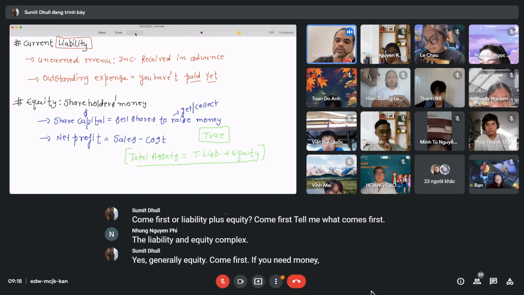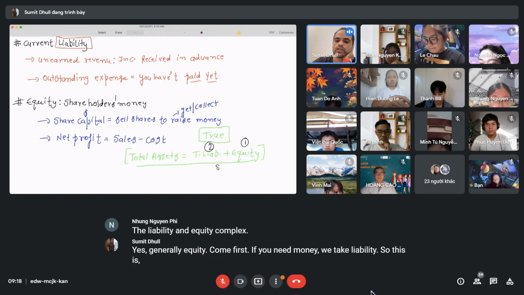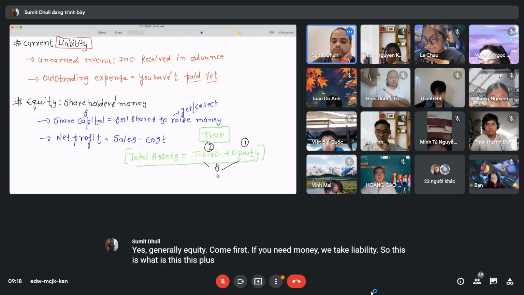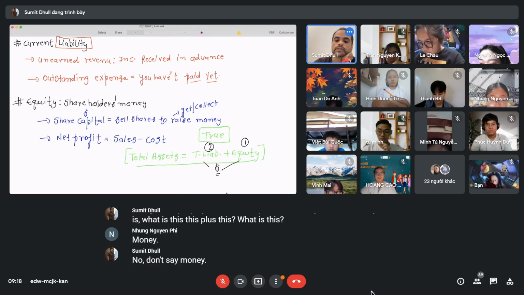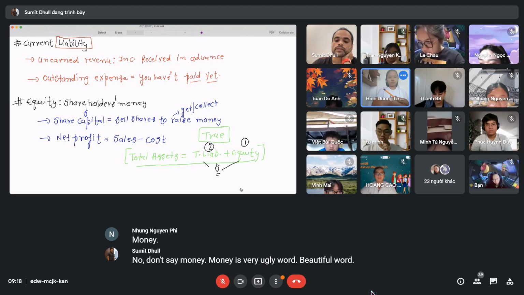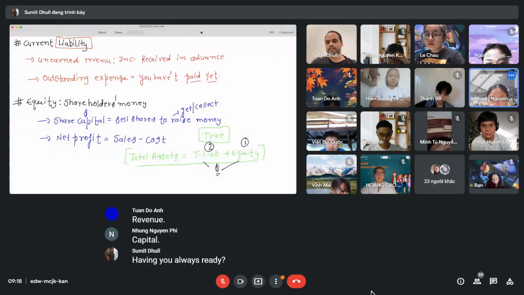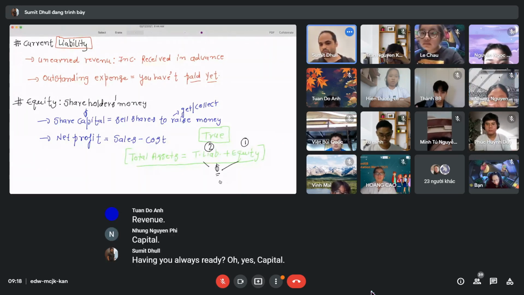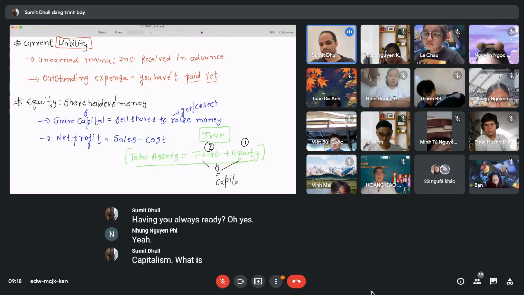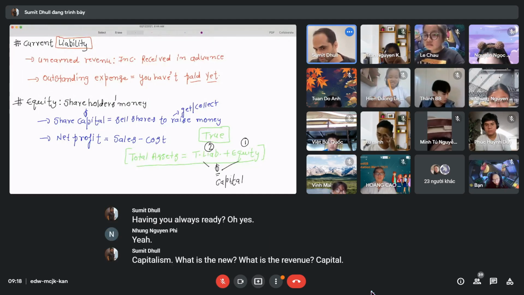If we need money, we take liability. So this plus this, what is this? Money. No, don't say money. Money is a very ugly word. Use a beautiful word. Anybody? Revenue? What is revenue? Capital. Yes, capital. Why is it revenue? Capital. Right?